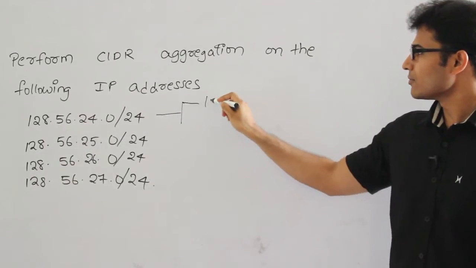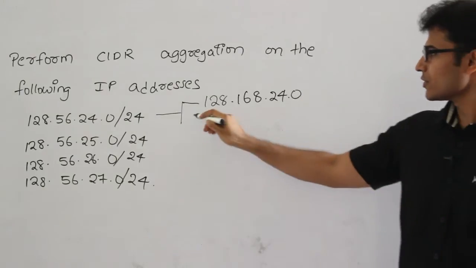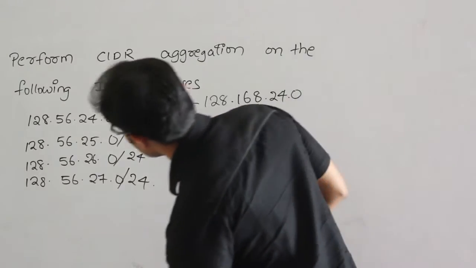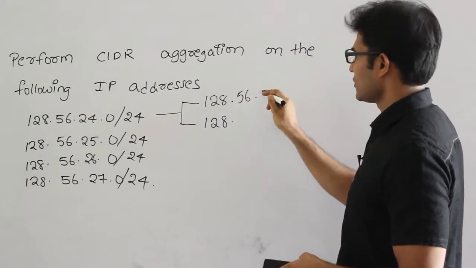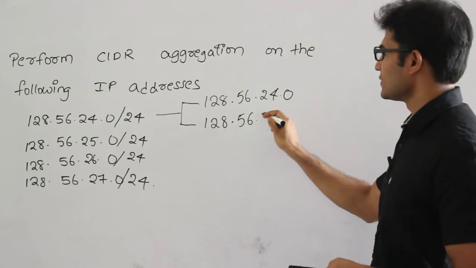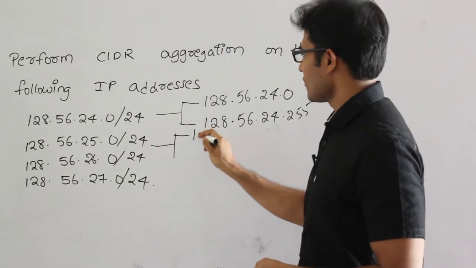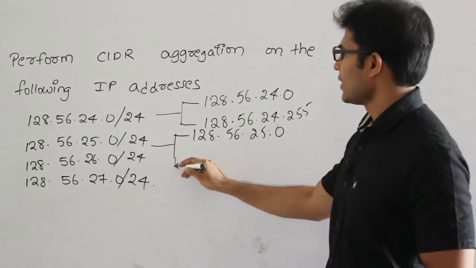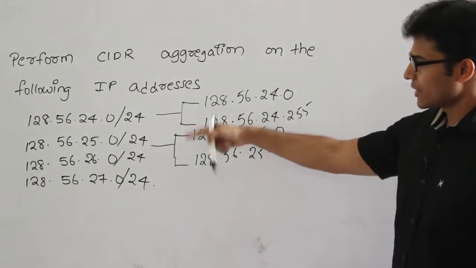So this network ranges from 128.56.24.0 as the first IP address, and the last IP address is 128.56.24.255, and the next one is 128.56.25.0 as the first IP address, and the last IP address is 128.56.25.255. So you can extend all of them like this.